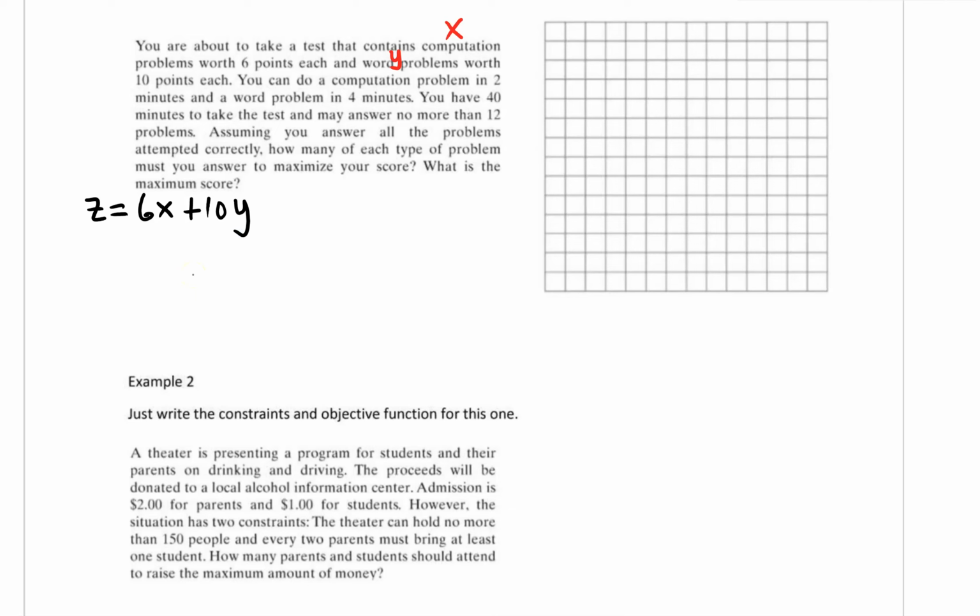And then once they've told you that main part, then they're going to give you some other pieces of information. You have 40 minutes to take the test, and you may answer no more than 12 problems. Assuming you answer all the problems attempted correctly, how many of each type of problem must you answer to maximize your score? What is the maximum score? So they said that we have no more than 12 problems that we can answer. Well, that means then that x plus y has got to be less than or equal to 12.